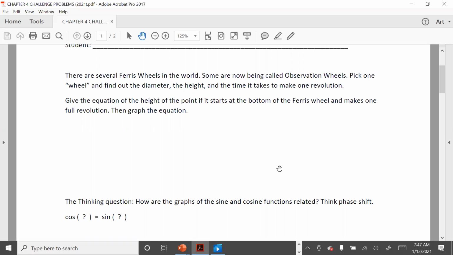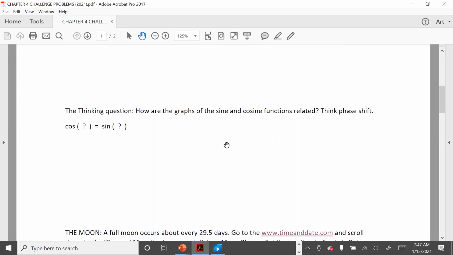Okay, good. So pick a Ferris wheel or observation wheel. I like Ferris wheel. And figure out the diameter, the height, and how long it takes to make one complete revolution. And can you give me a sine or cosine function that demonstrates that? We good? Yes. Okay, next.